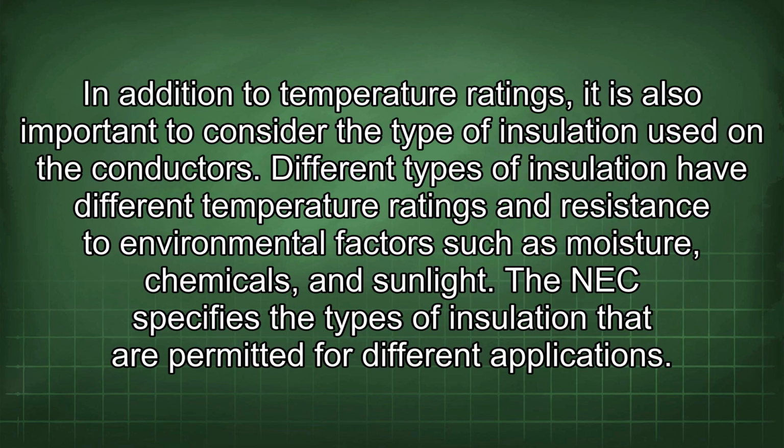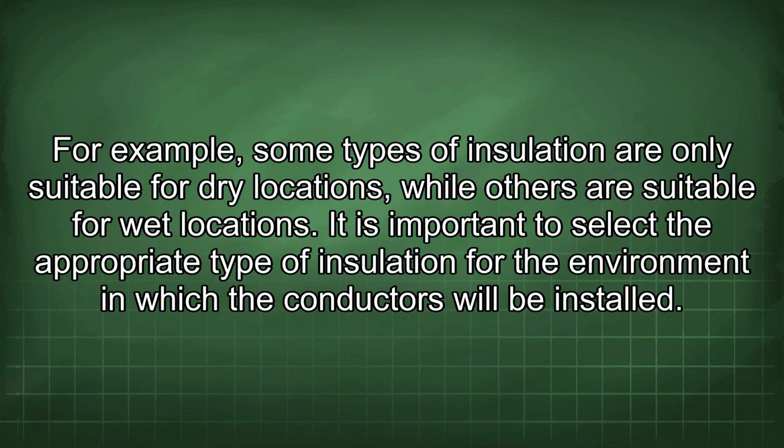electrical systems. In addition to temperature ratings, it is also important to consider the type of insulation used on the conductors. Different types of insulation have different temperature ratings and resistance to environmental factors such as moisture, chemicals, and sunlight. The NEC specifies the types of insulation that are permitted for different applications. For example, some types of insulation are only suitable for dry locations, while others are suitable for wet locations. It is important to select the appropriate type of insulation for the environment in which the conductors will be installed.